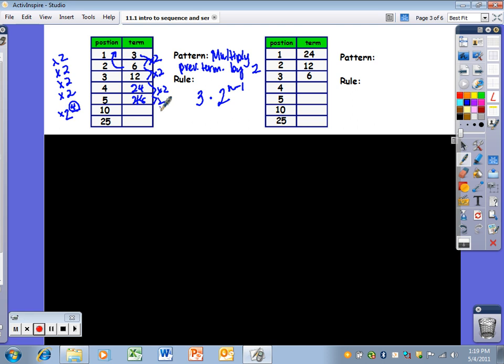How are you going to do 10? It's going to be 3 times 2 to the 10 minus 1, which would be 3 times 2 to the 9th, which is 1536.